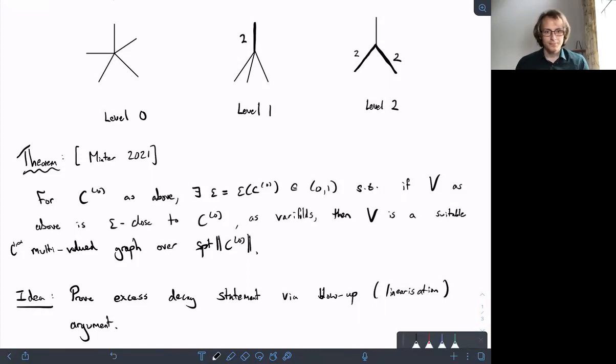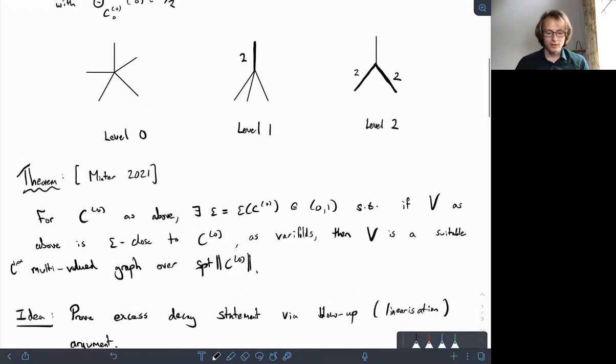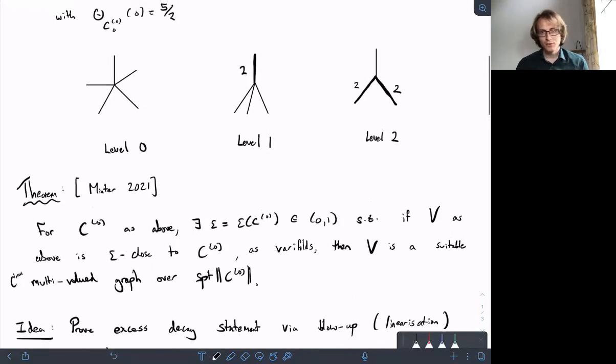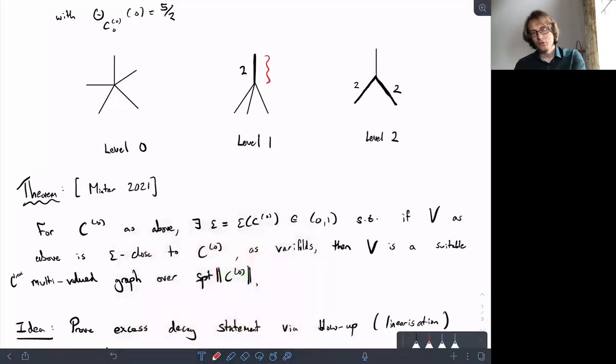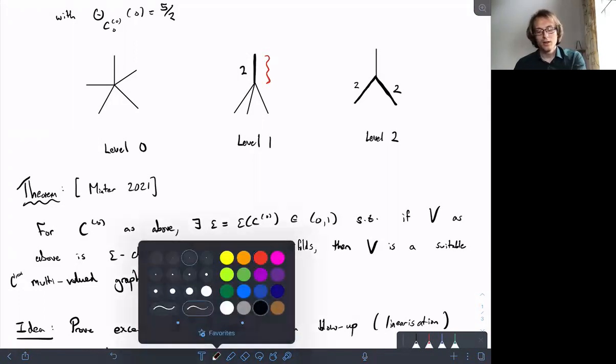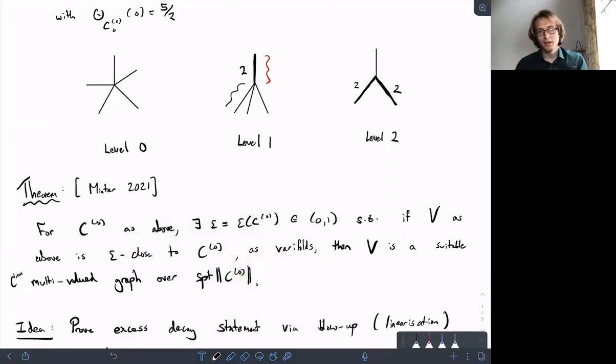And what we mean by this multivalued graph is multivalued with respect to the multiplicities of C0. So over a multiplicity 2 region of C0, the graph will be a 2-valued graph, and over a multiplicity 1 region, it will be a single-valued graph.